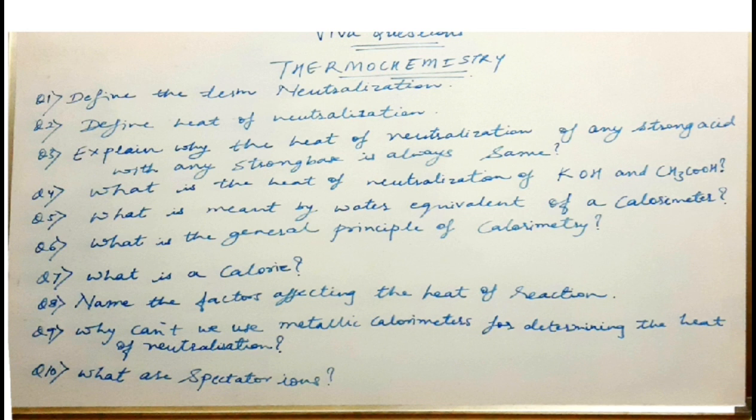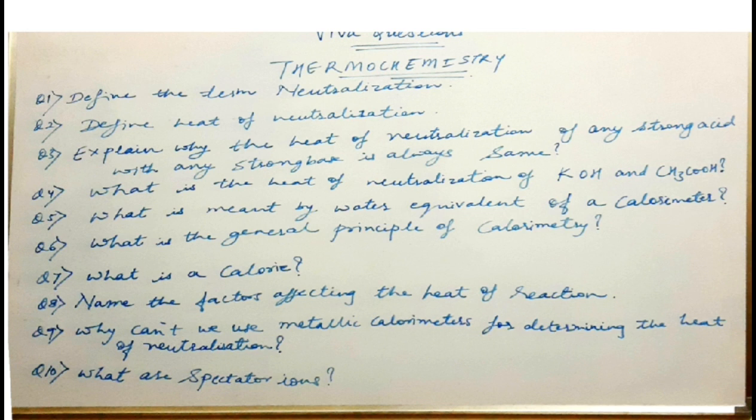Check out the next question there. Why can't we use metallic calorimeters for determining the heat of neutralization? It's very simple, just because metals have a tendency to react with acid. Then you are not going to get accurate results for your heat of neutralization reactions. So we avoid metallic calorimeters. Instead of that, we prefer to use non-conducting materials in the form of calorimeters. The normally used calorimeter in such cases is the thermos flask. Particularly if you go for heat of combustion reactions, a special kind of calorimeter known as bomb calorimeter is used, which is made up of steel.